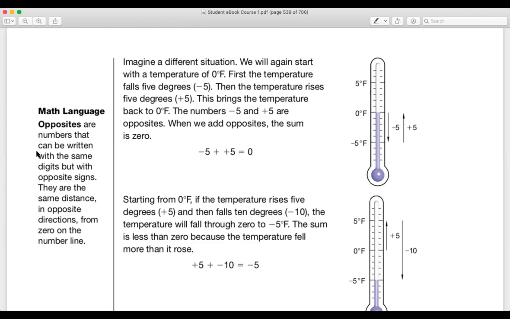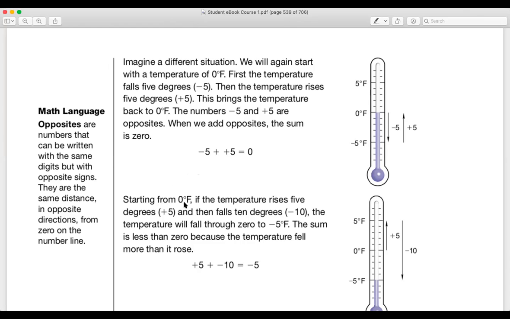Opposites are numbers that can be written with the same digits but with opposite signs. They are the same distance in opposite directions from the 0 on the number line. So if you have a -5 and a +5, they're both 5 from 0. One is just below the 0 and the other one is above the 0, and they're both 5 units from 0.